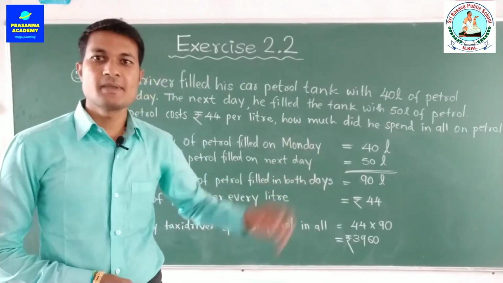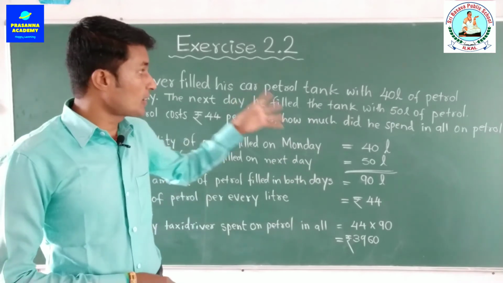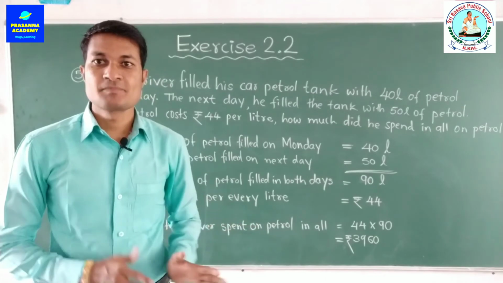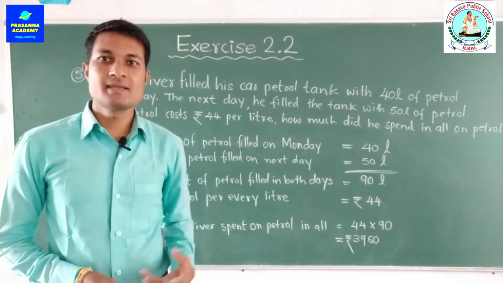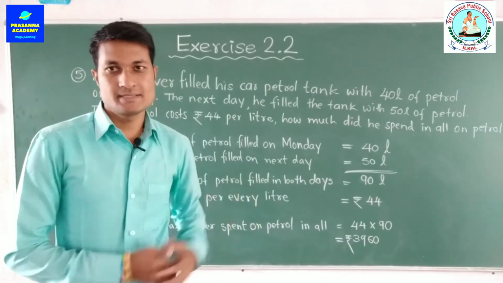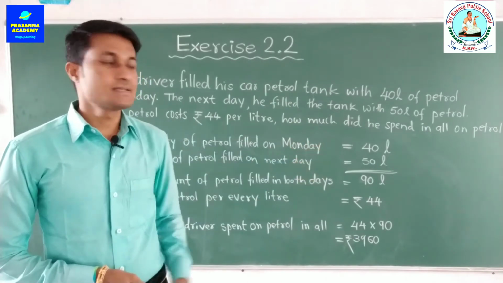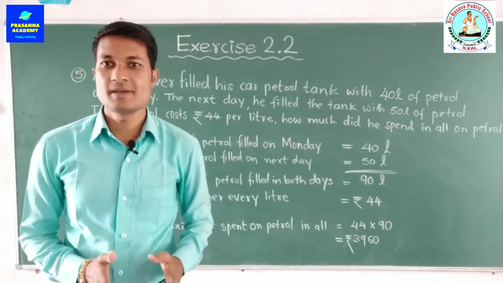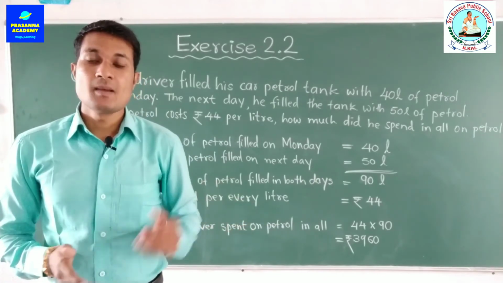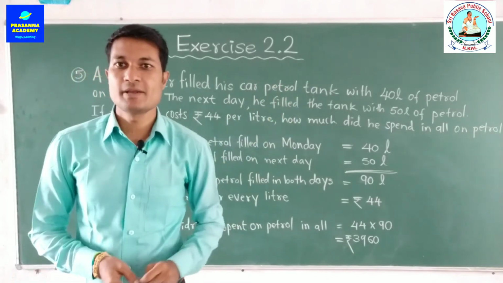So let's understand the meaning of the question. There is a taxi driver, he has filled his car petrol tank with 40 liters of petrol on the first day, that is Monday. The next day he again filled his car petrol tank with 50 liters of petrol. Then if the cost of that petrol per every liter is 44 rupees, then how much money has he spent on the petrol from these 2 days by filling the petrol in his car petrol tank? So this we need to find out here.